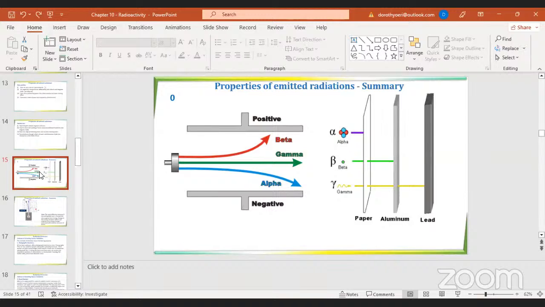And the diagram ahead there is for penetration. You can see alpha is stopped by paper, beta penetrates paper and is stopped by an aluminum sheet, while gamma penetrates all the way to the lead.